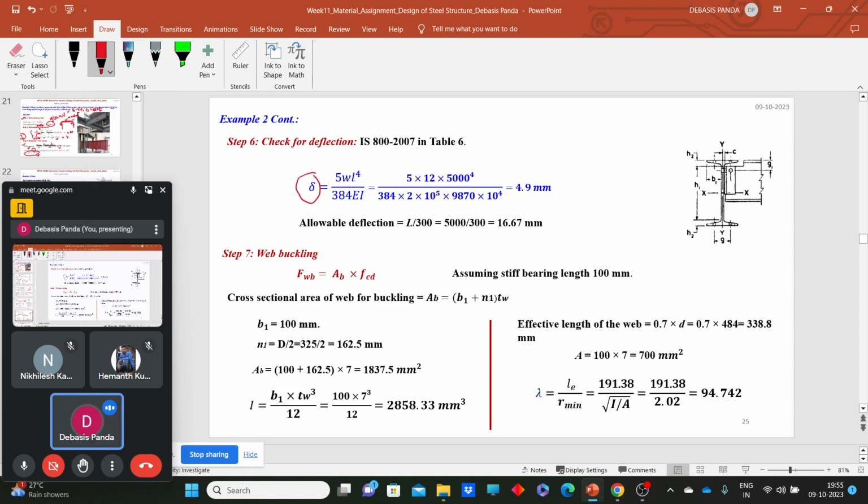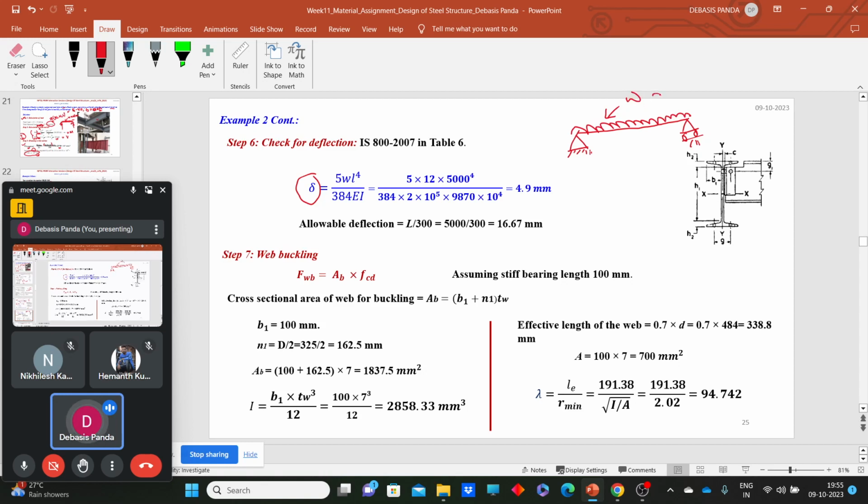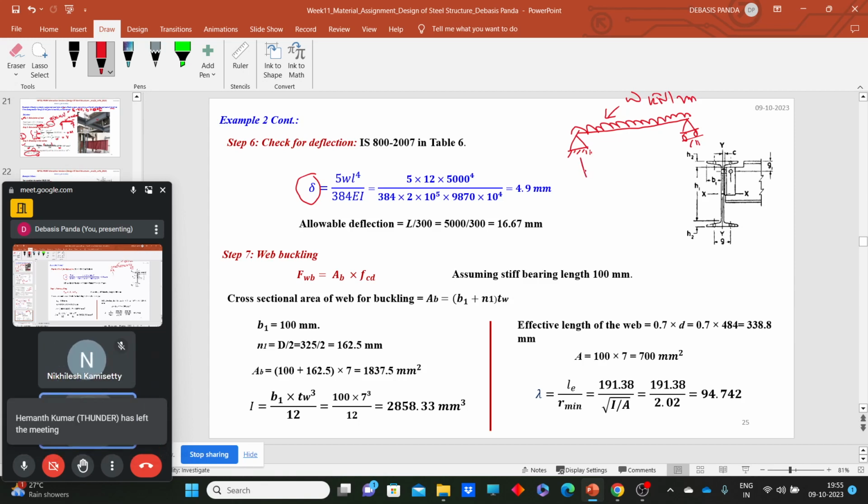It's a simply supported beam. For a simply supported beam subjected to a uniformly distributed load of W kilonewton per meter, a distributed load which is distributed over some length, and if the length of the beam is L, then the maximum deflection will be 5 WL to the power 4 upon 384 EI.